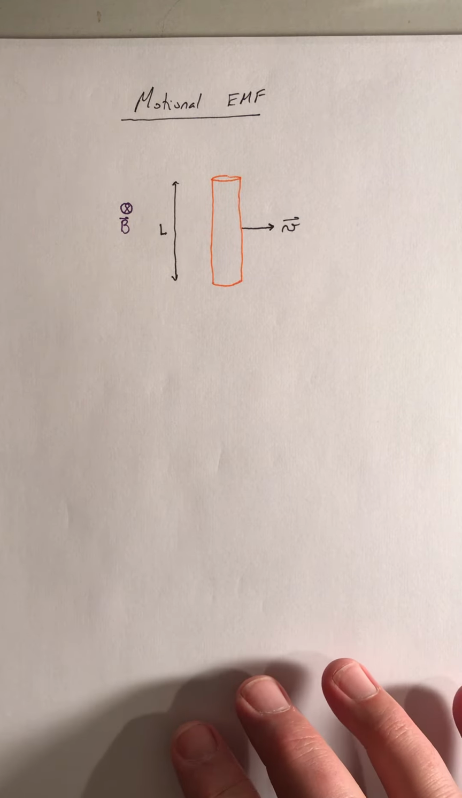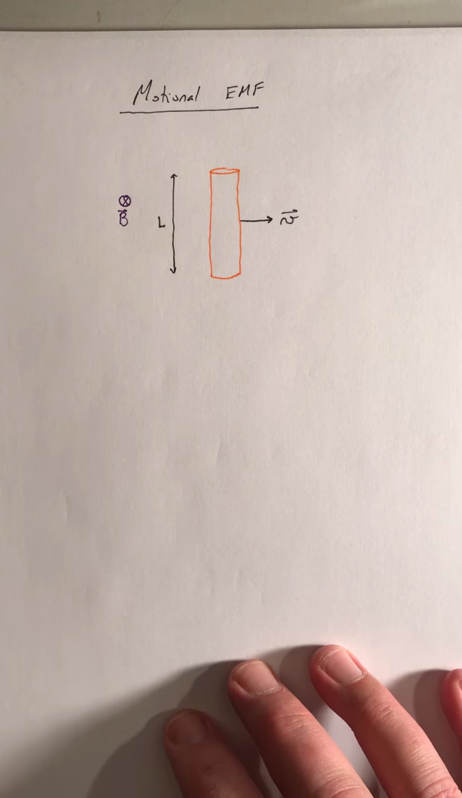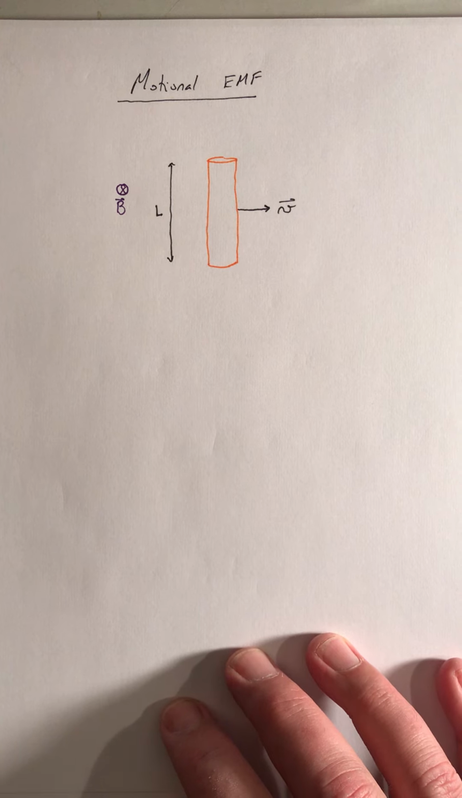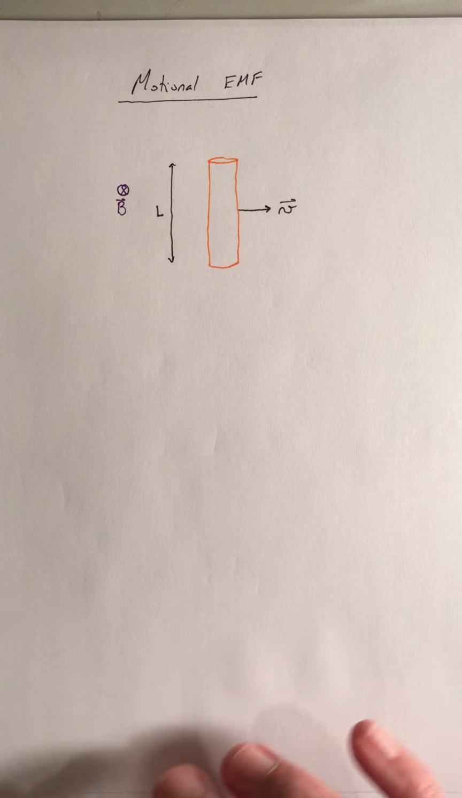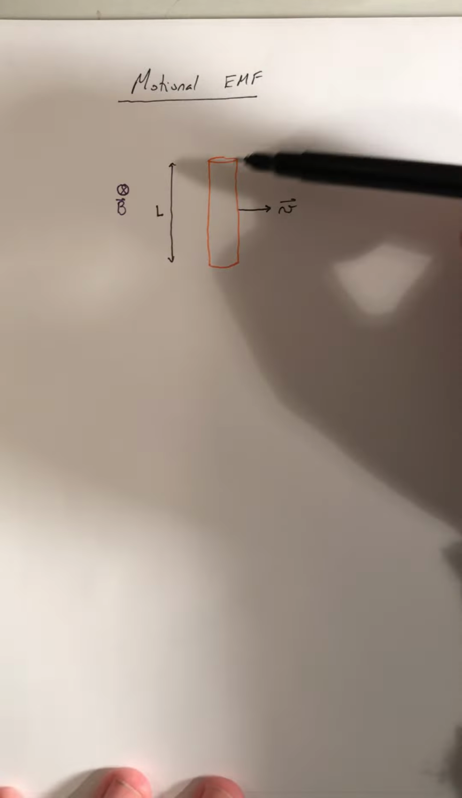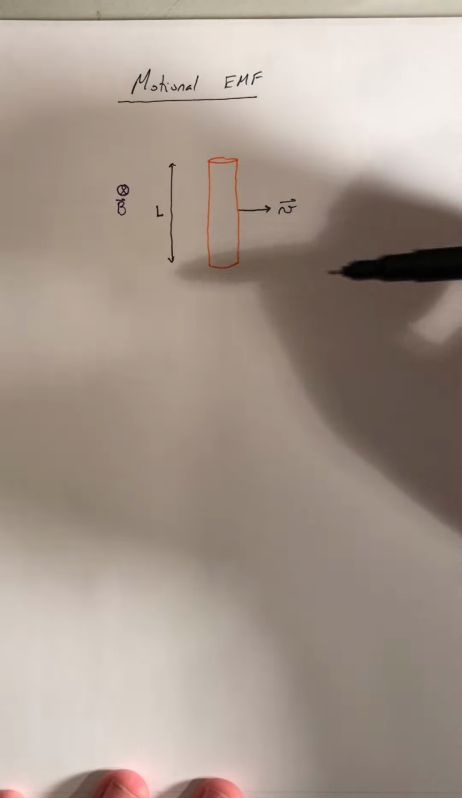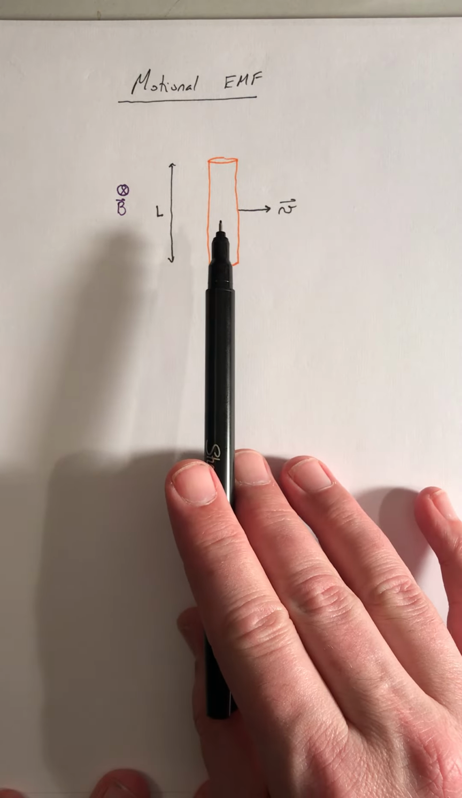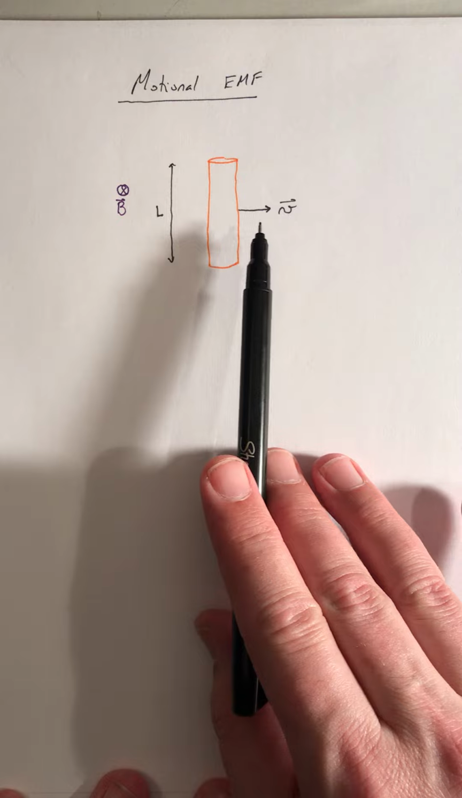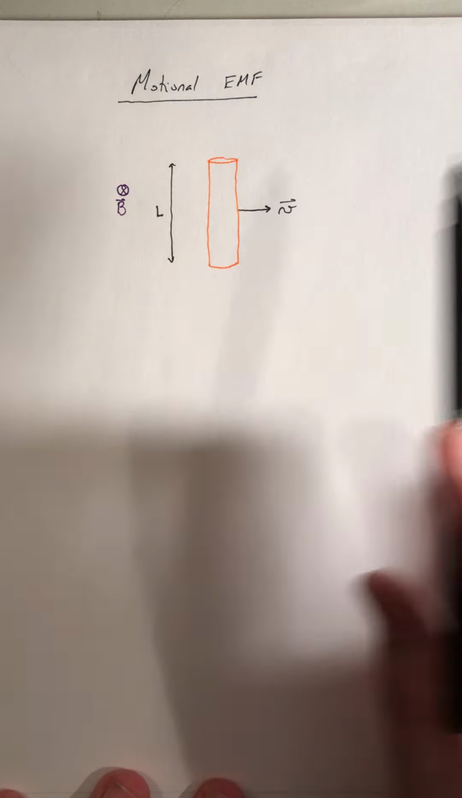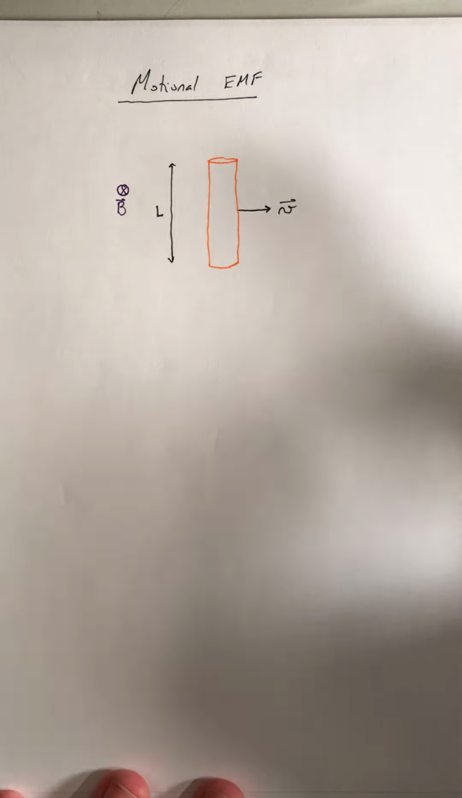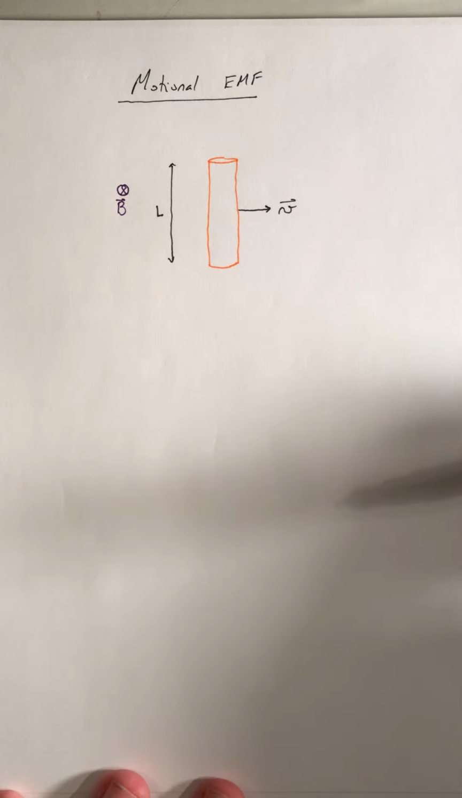We're going to talk about what's called a motional EMF. So I have a conductor. Think of it being like a part of a wire. It's of length L, and we're going to push it so that it moves with a constant velocity V through a uniform magnetic field that's pointed into the plane of the page.